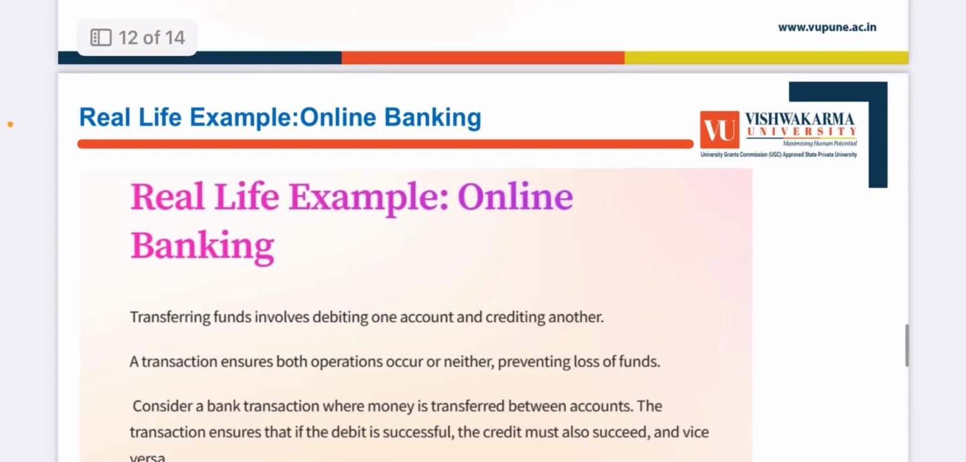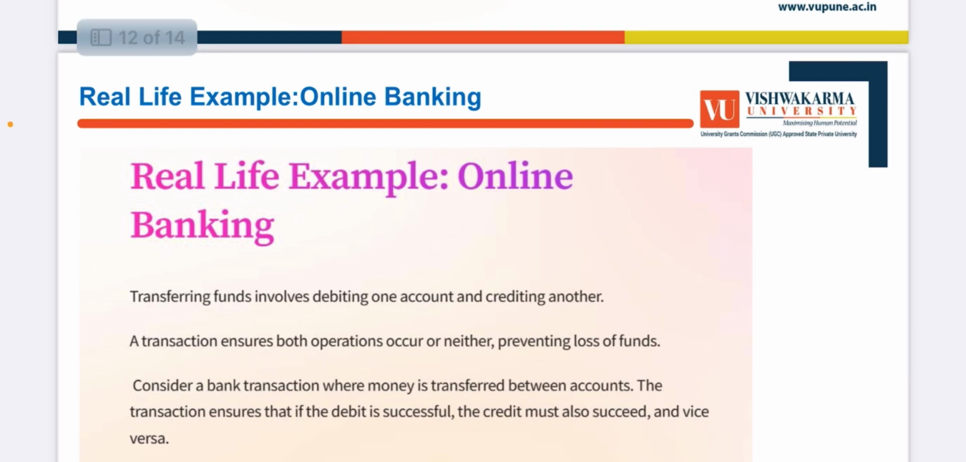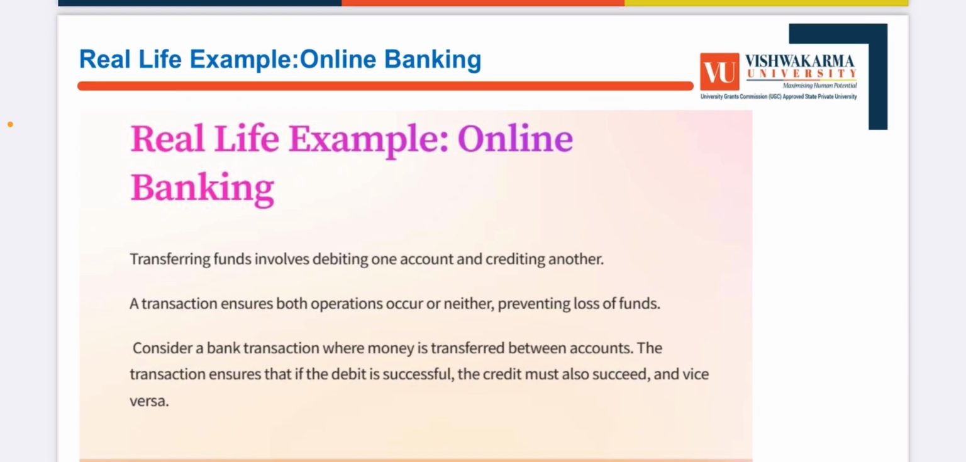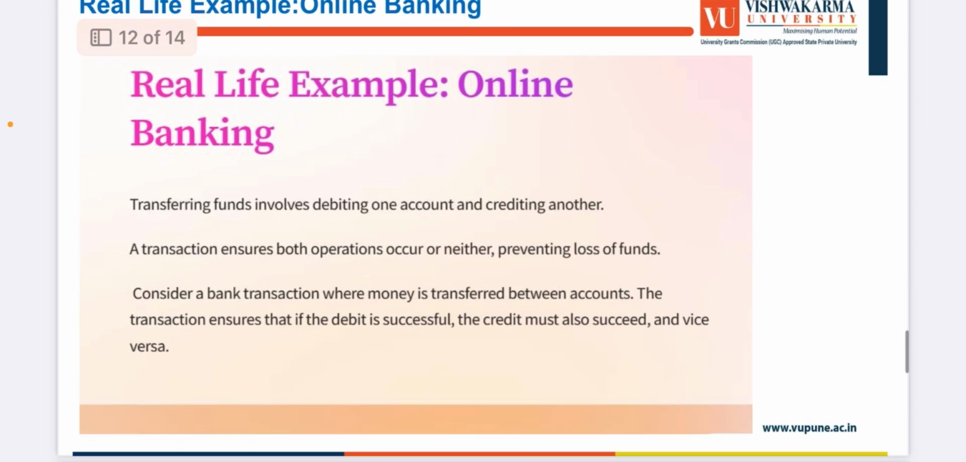A real life example of a transaction is online banking. A fund transfer involves debiting one account and crediting another. A transaction ensures both operations occur or neither does, preventing loss of funds. Consider a bank transaction where money is transferred between accounts. The transaction ensures that if the debit is successful, the credit must also succeed, and vice versa.